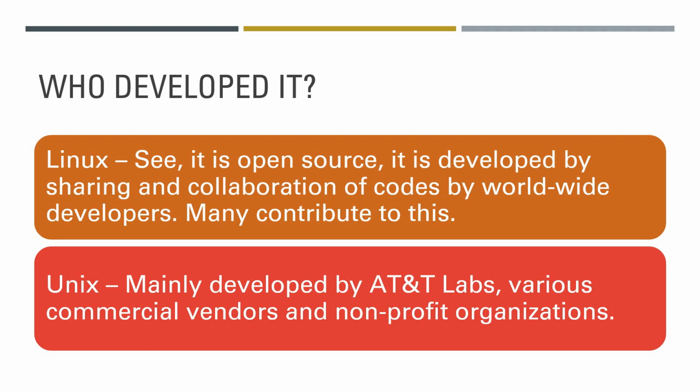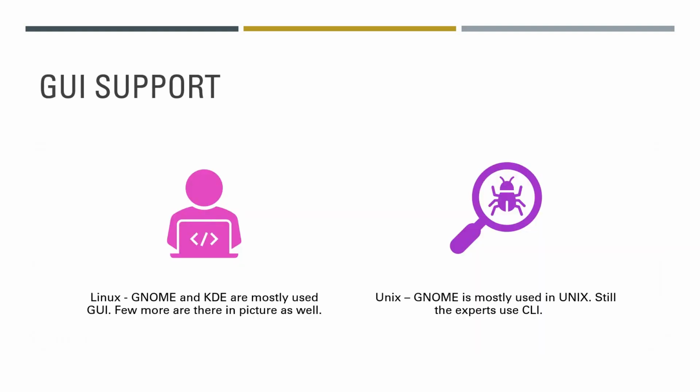Who developed it? Linux, if you see, is open source. It's developed by multiple community developers who came hand in hand and they are still working on it. Many contribute to the growth of Linux because it is mostly community developed. Many came together to develop this. Unix was mainly developed by AT&T Labs, various commercial vendors and non-profit organizations. So that's how it got better.